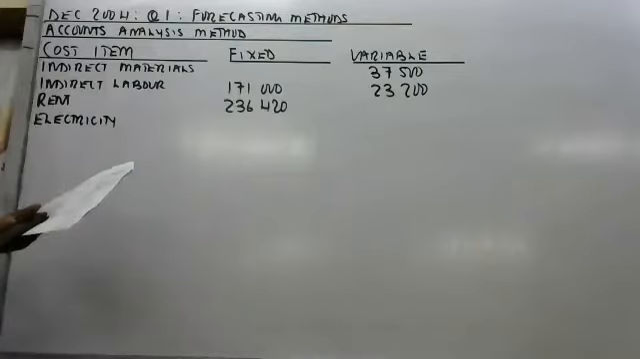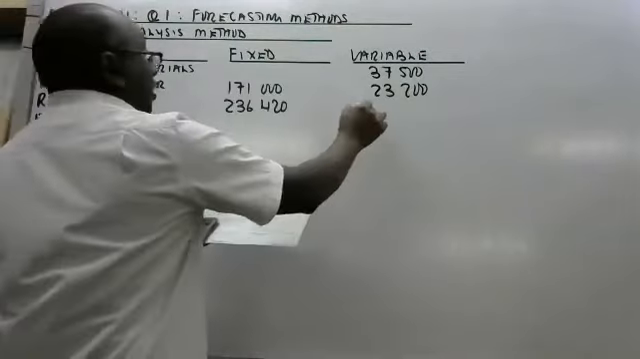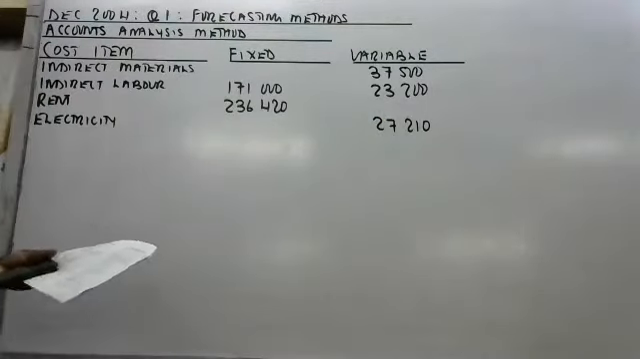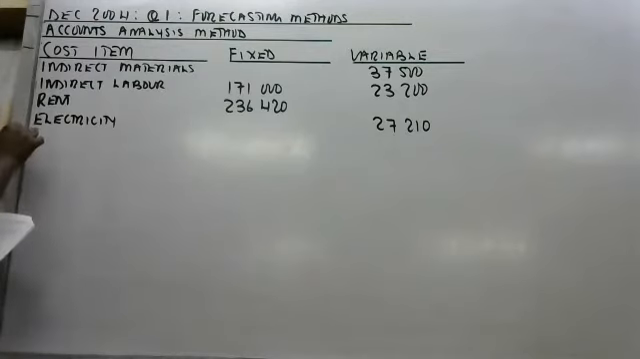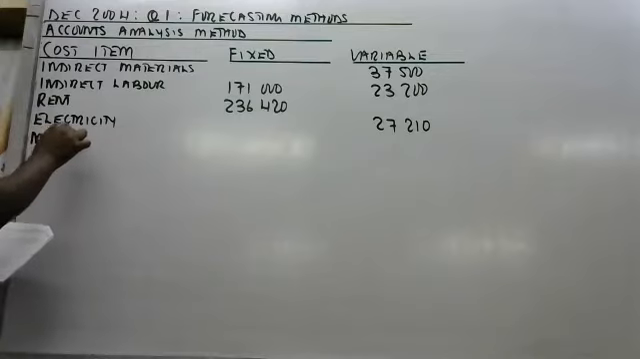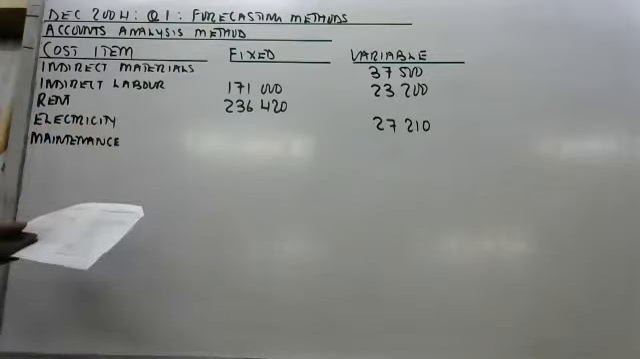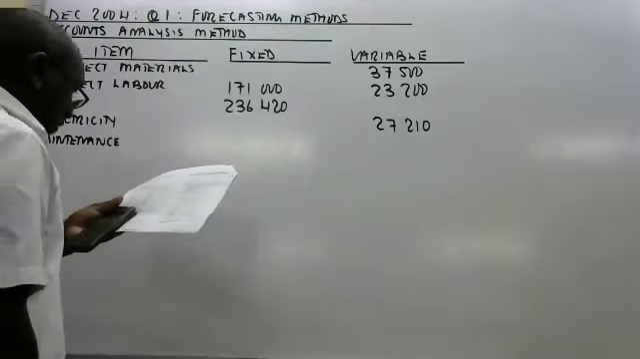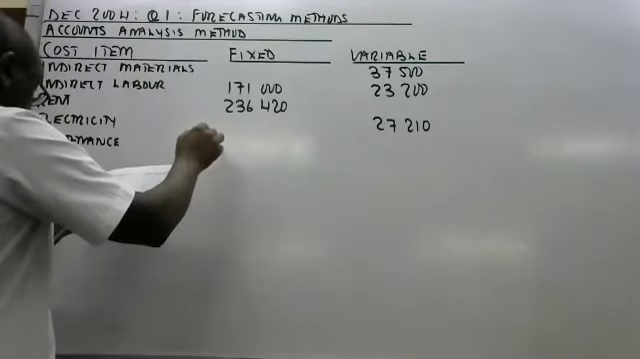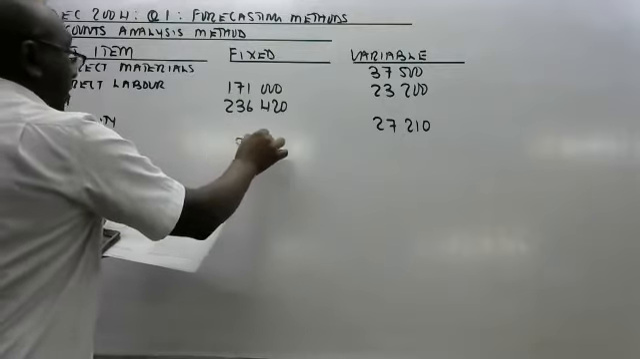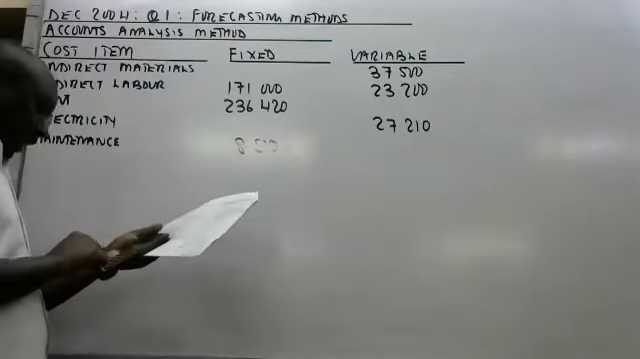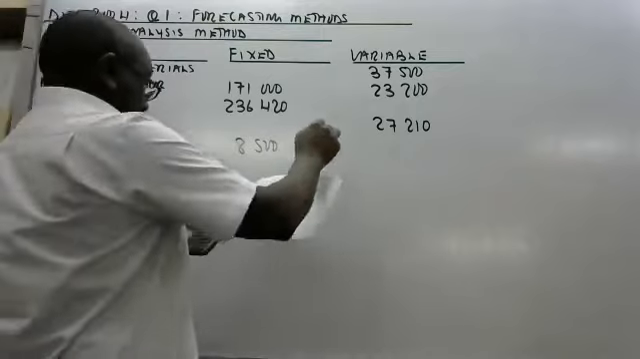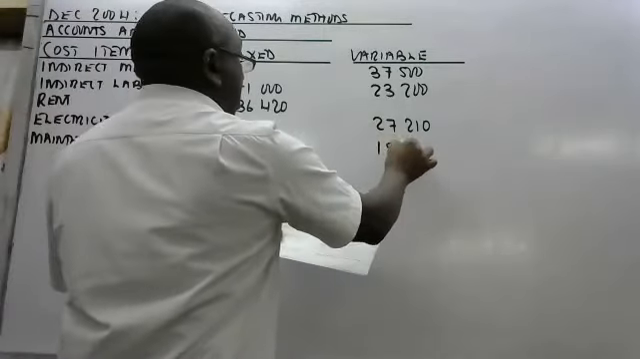Now electricity, we are told it is variable, 27,210. Then we have maintenance. We are told 8,500 is fixed. So nitachukua 24,330 minus 8,500, which is 15,830.